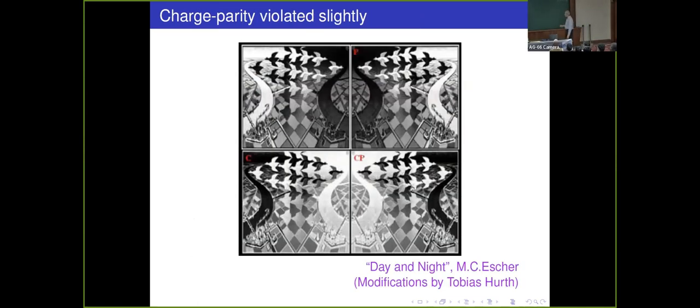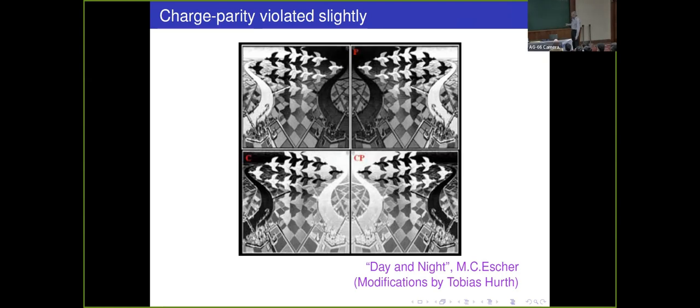Okay? This is a nice picture made by one of my old friends, Tobias Hurth. This is a painting of Escher called Day and Night. Parity symmetry is essentially taking reflection in this mirror. Charge conjugation symmetry is going from here to here when you change black to white. And then you see whether you apply P and CP again, whether you get to the same figure or not.